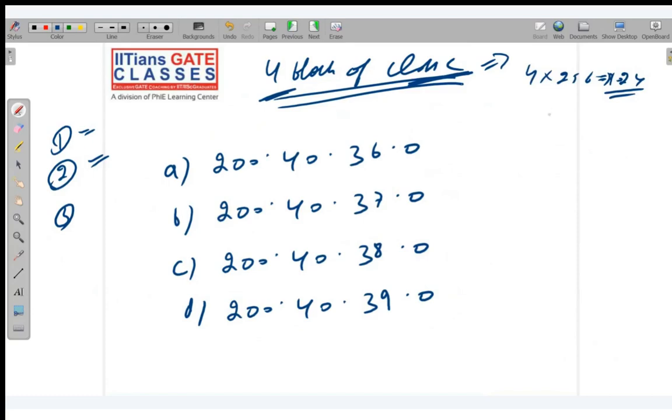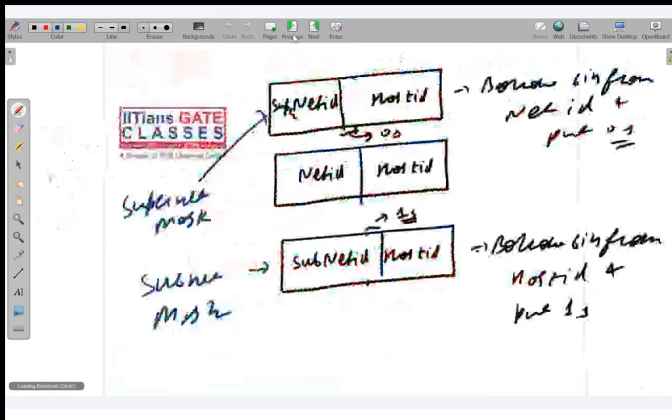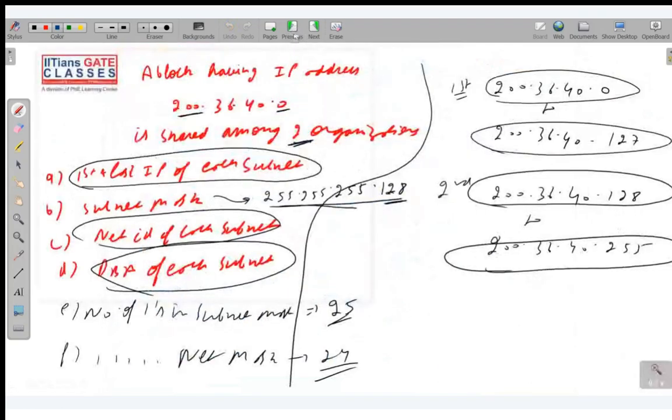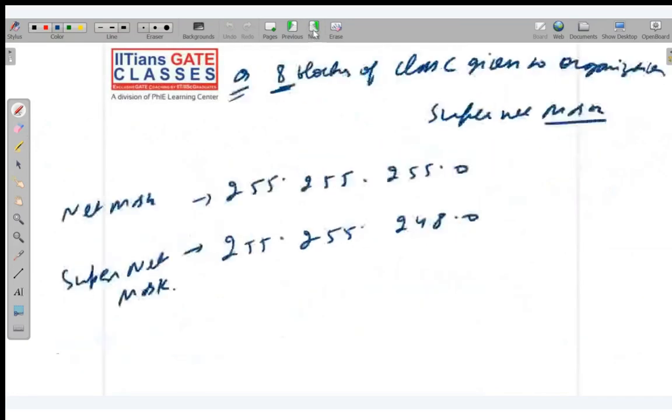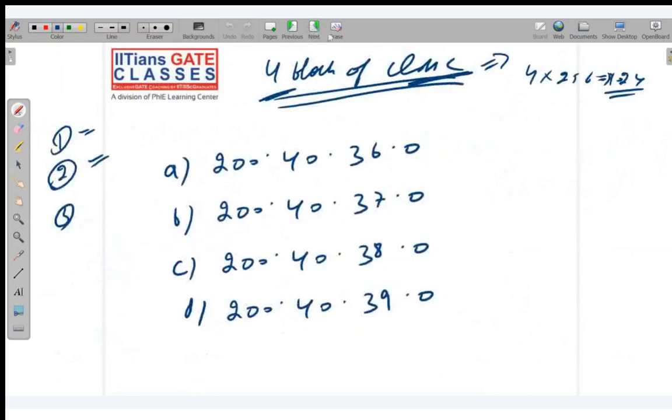The first address must be divisible by the total number of IP addresses demanded. So the total number of IP addresses demanded is 1024. So the first address must be divisible. The first address is this only, the first address of the block. So this must be divisible by 1024. How will you check this is divisible by 1024? I will say last 10 zeros.